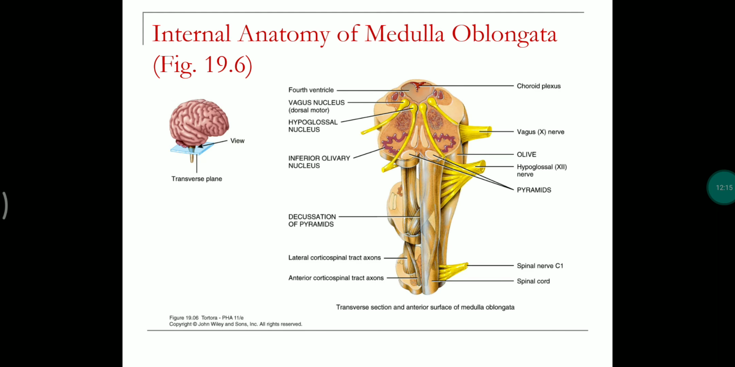So here is the internal anatomy of the medulla oblongata. The medulla oblongata consists of cranial nerves and their associations, and also the pons, which consists of the regions of the pontine nuclei, which are the integrations of the cerebrum and cranial nerves.